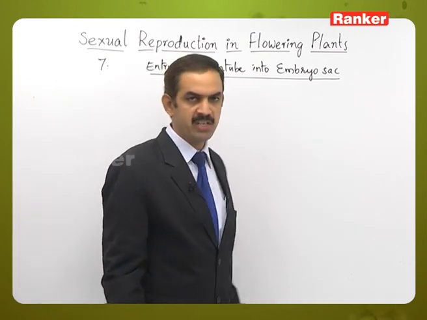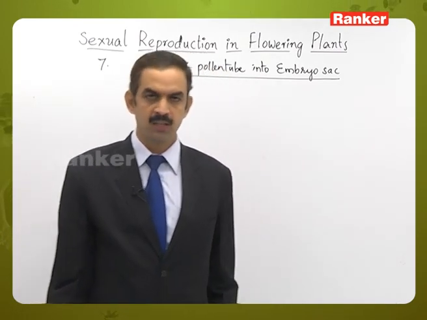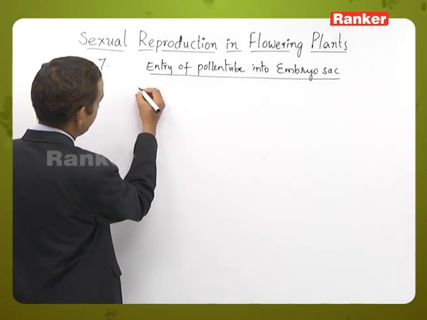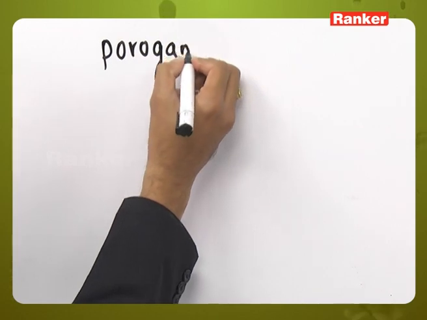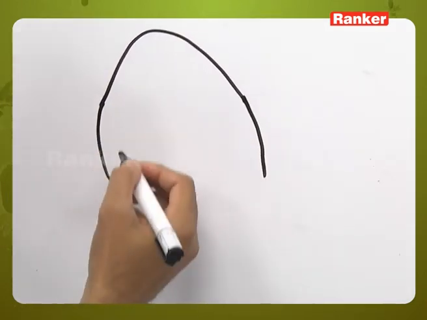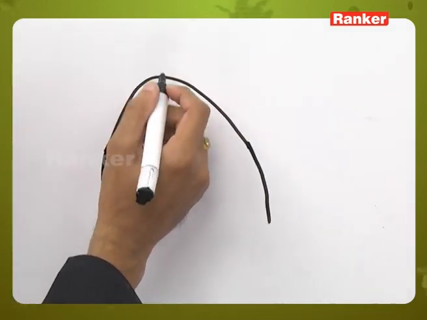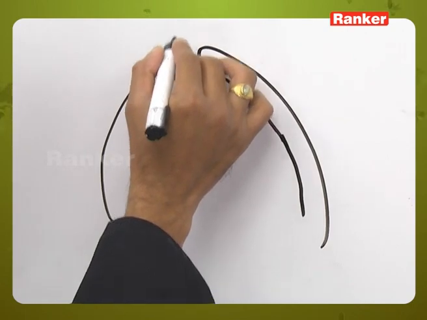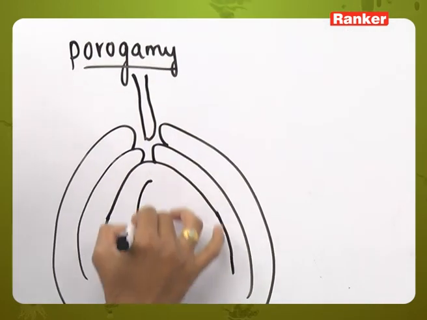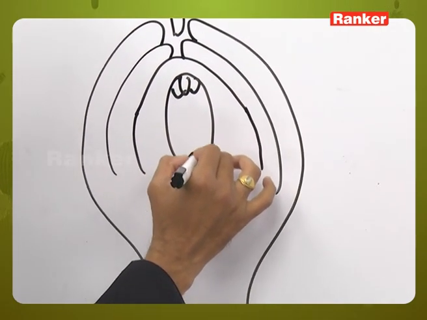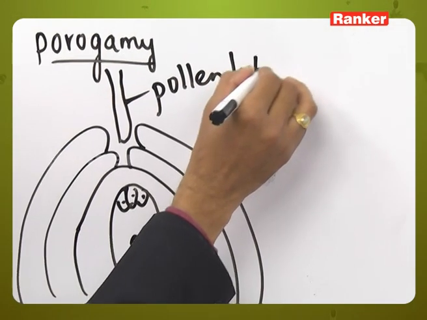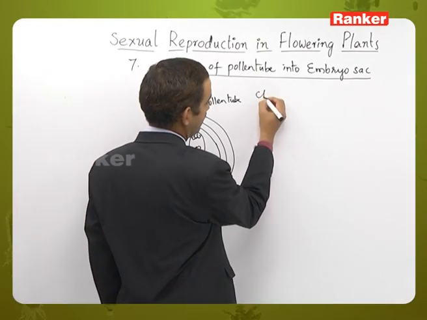Here before the entry of the pollen tube into the embryo sac, the pollen tube has to enter into the ovule. The pollen tube enters into the ovule by three methods. Either it may be through the micropyle, so we call it porogamy, where the pollen tube directly enters into the ovule through the micropyle, and the second one is called chalazogamy.